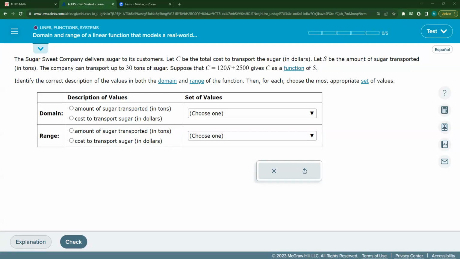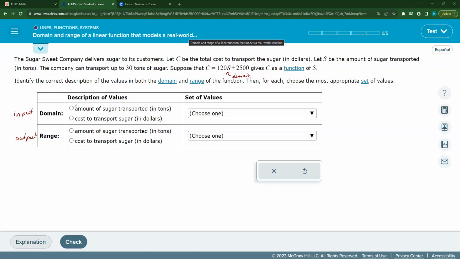So S, we're talking input and output. So domain is always input. Range is always the output. Remember, the domain also controls the problem and it's the variable inside. So this is domain, which is the S, and S is the amount of sugar.